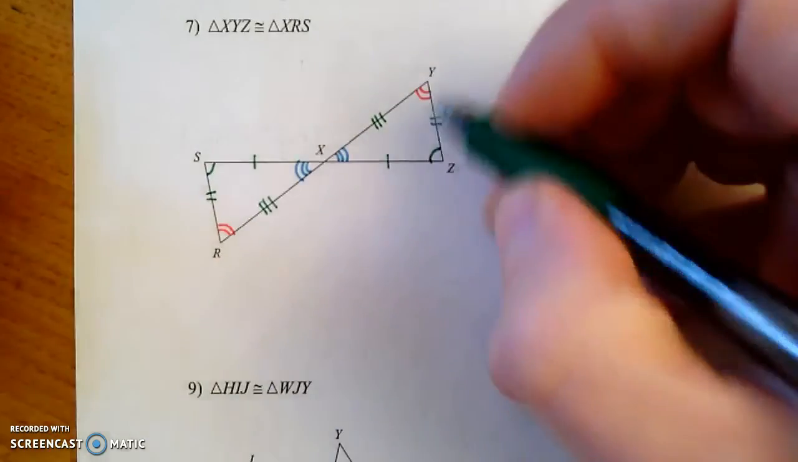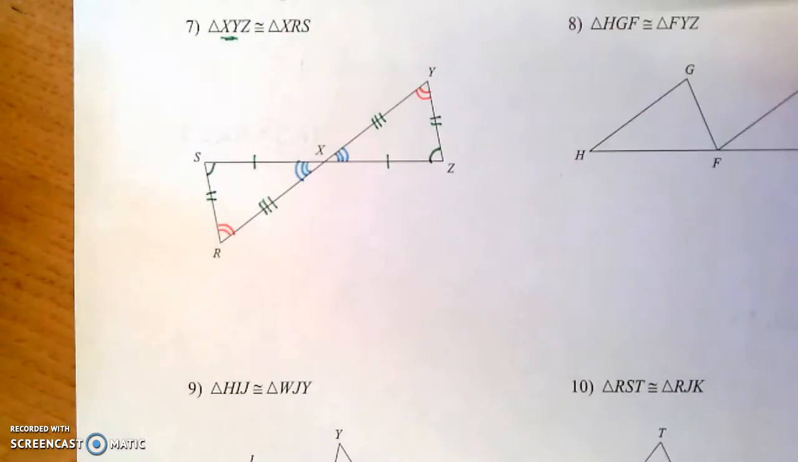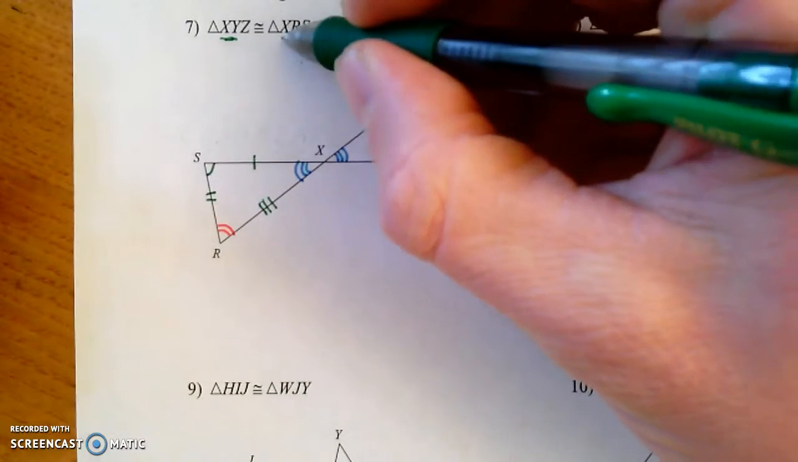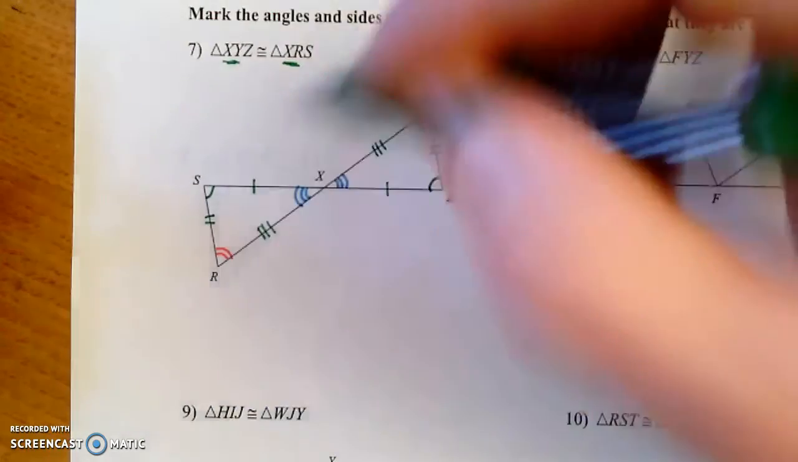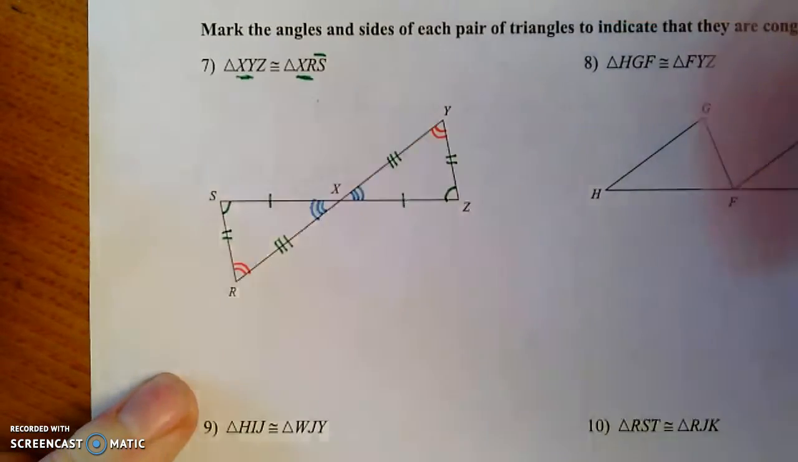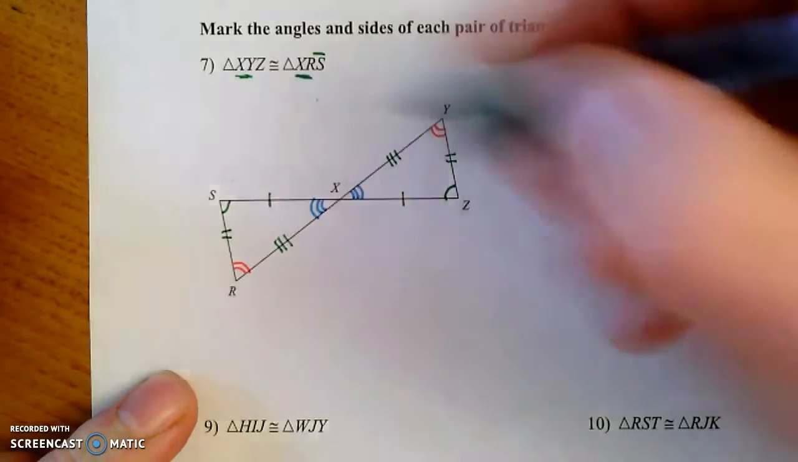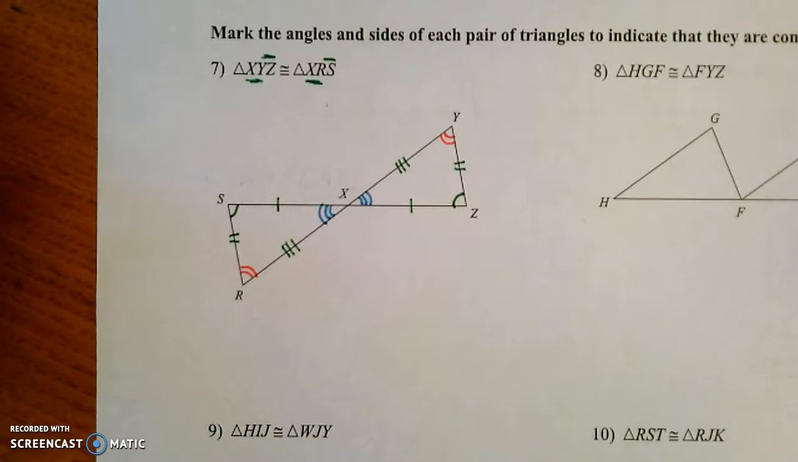And let's just check. YX appears in the first 2 letters of the name here, and RX appears in the first 2 letters over here. So they match up. Or RS appears as the last 2 letters in the name over here, and that's our double tick mark. And over here, our double tick mark is YZ, which also appears in the last 2 letters. So corresponding sides also appear in the same position in the name. Let's do one more.